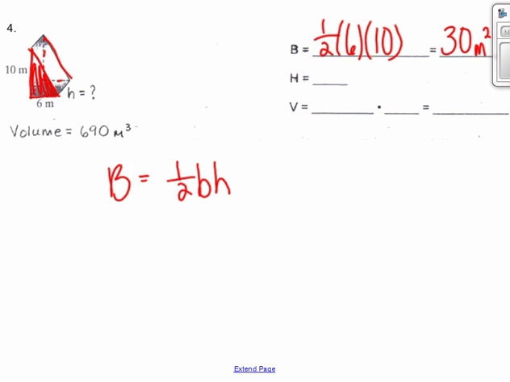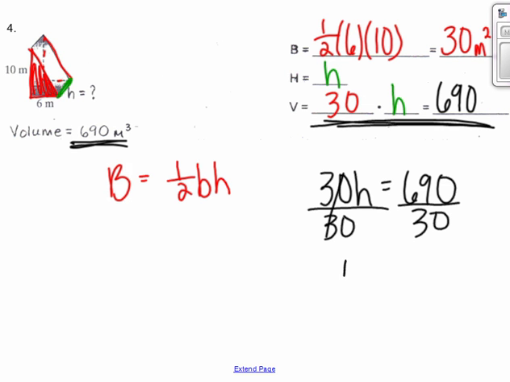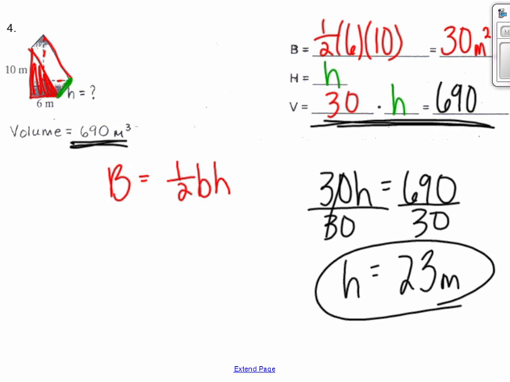And then for my height, that's what my h is. We don't know what that is, so I have to figure it out. So I'm just going to put an h there. I'm going to write it there as well. Write in the 30, and they gave me the volume is 690 meters cubed. So I'm going to solve this algebra problem, which really isn't that bad, because it's just 30 times h equals 690. So you just divide by 30 to get h alone. So your height is 23 meters. Doesn't really look that way, but that's what it is.